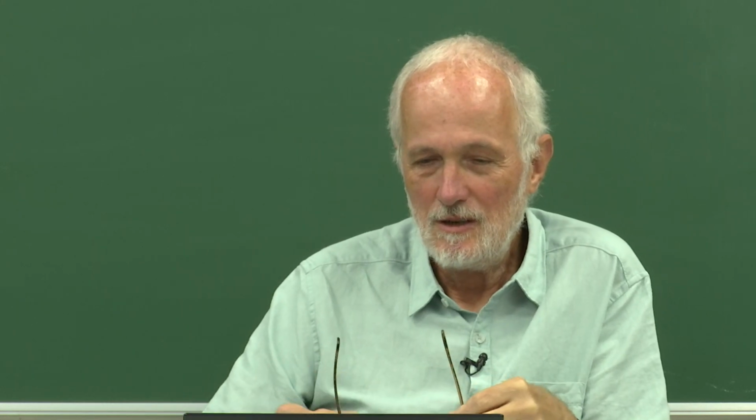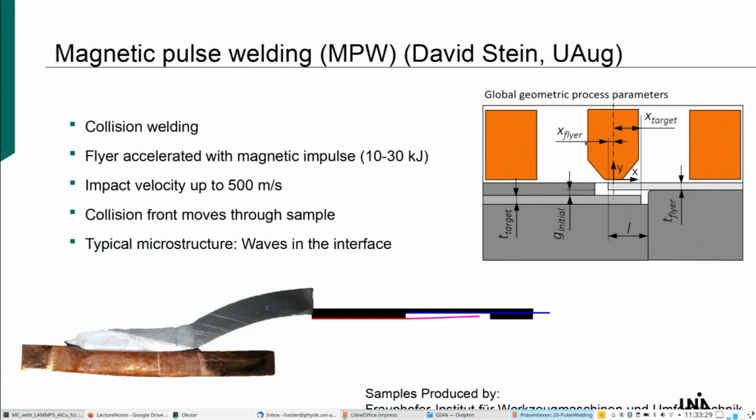So here you see the principle. You have a magnetic coil with an iron core. Below this core you have half of the parts, or one of the parts you want to join. The other one is at the bottom here. This one is called the flyer and the other one is called the target. Nice terms. And what you do is, through this coil you have a huge battery of capacitors. Through this coil you discharge these capacitors.